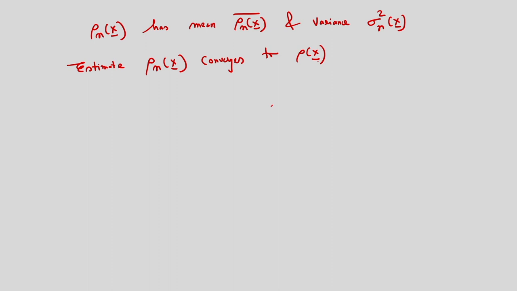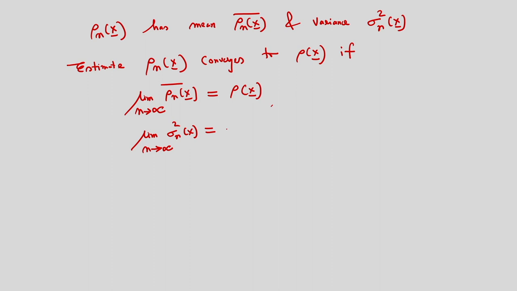The condition is, if limit n tends to infinity, Pn(x), that is the mean, will be equal to the actual density P(x). So, what is the condition? The number of samples should be very, very high. If n tends to infinity, then corresponding to these conditions, the variance will also be 0.